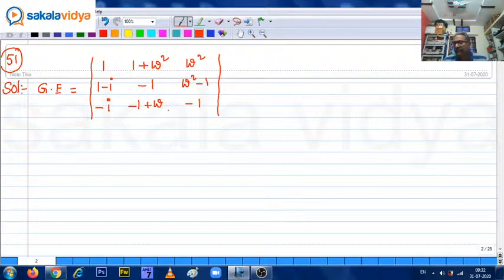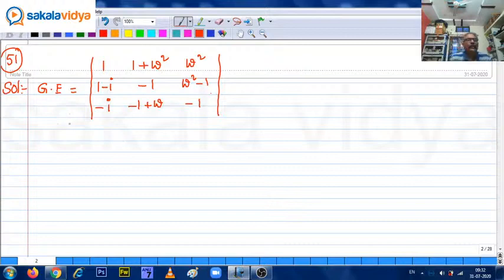My strategy: 1 plus minus I, 1 minus I, 1 plus omega square plus minus 1 omega, minus 1 cancel, omega square plus omega, that will be minus 1. This becomes 1 minus I minus 1, omega square minus 1. That means R1 and R2 become identical, then the determinant is equal to 0.